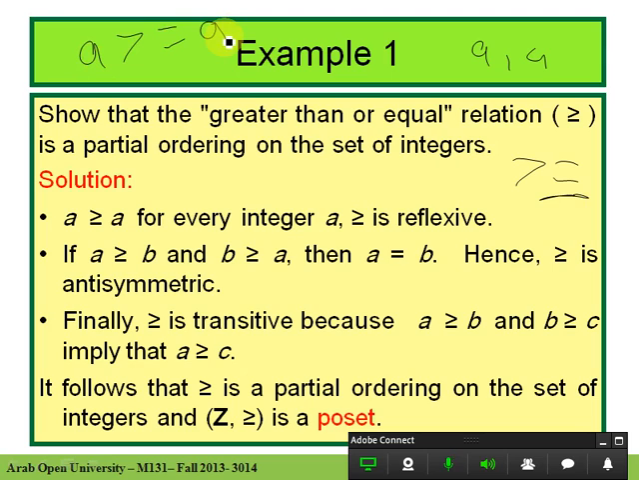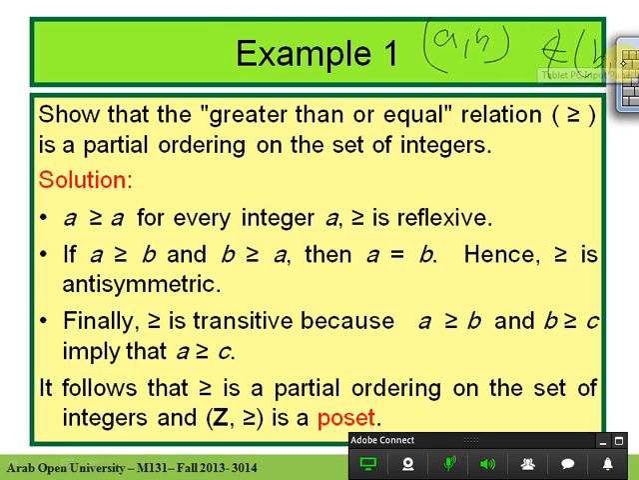2 is greater than or equal to 2. This is true, right? 3 is greater than or equal to 3. So it is right. So we say that the greater than or equal to relation is reflexive. The first condition is satisfied. The second condition is antisymmetric. Antisymmetric, what we have to check is if there is A comma B, there should not be B comma A.